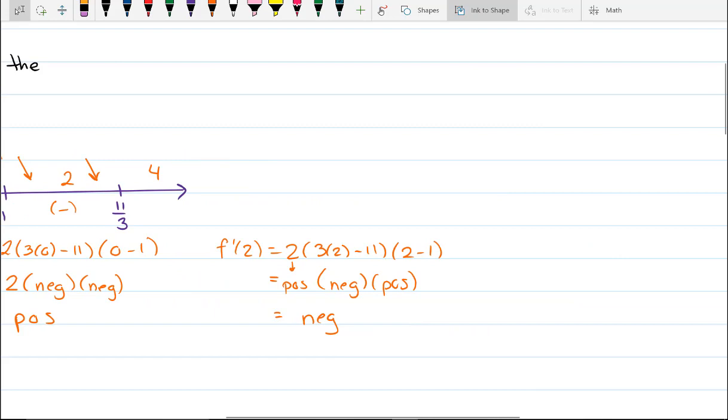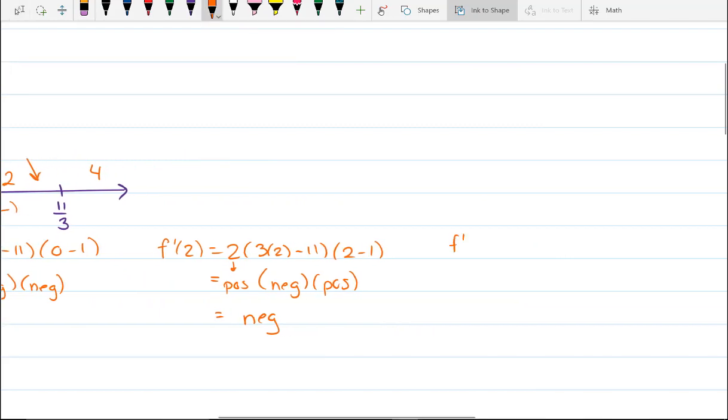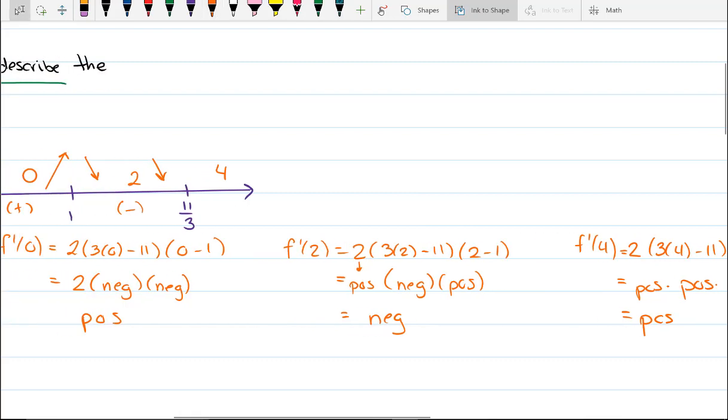And now we're going to check f prime of 4, and we get 2 times 3 times 4 minus 11 times 4 minus 1. This gives me a positive times a positive times a positive, which is a positive. So this is positive, so this goes up.